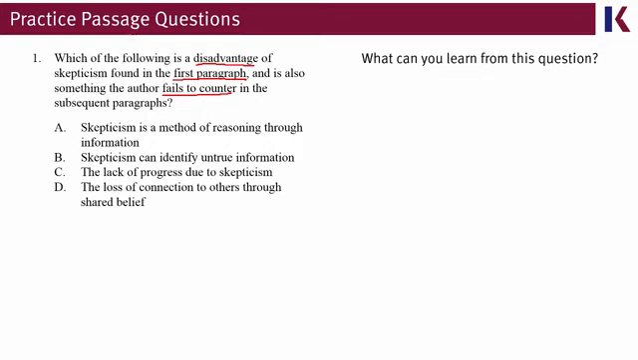On the other hand, we want to do as much work as possible on this question now, since it's right here in front of us. Even if we are not going to be able to find the whole right answer without doing a lot of research in the passage, we could still move on to the plan and execute steps by predicting, well, the right answer has got to be a disadvantage in the first place. Take a look at letter A. Skepticism is a method of reasoning through information. That's not a disadvantage, so we can rule it out. How about letter B? Skepticism can identify untrue information. That actually sounds like an advantage of skepticism, so we can rule that one out as well.